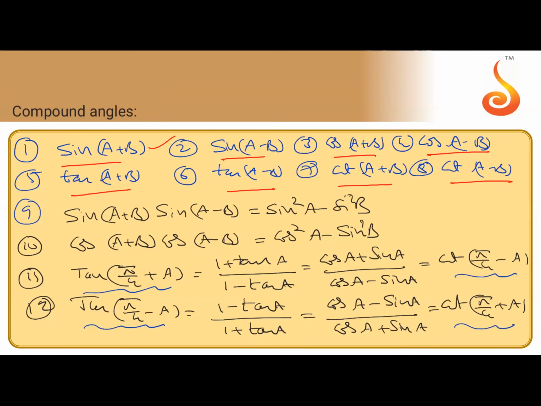What is the formula for sin(A+B)? sin A cos B plus cos A sin B. Then sin(A-B), cos(A+B), cos(A-B), tan(A+B). I do not need to give these formulas. You know these formulas well, but this next formula you have to note down.